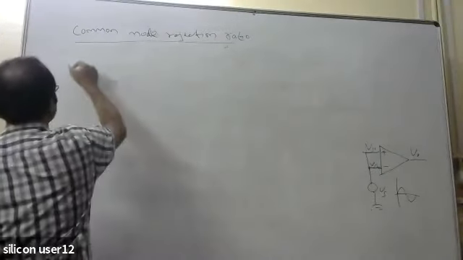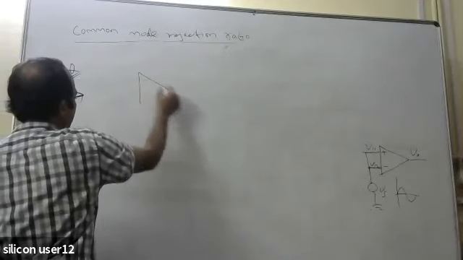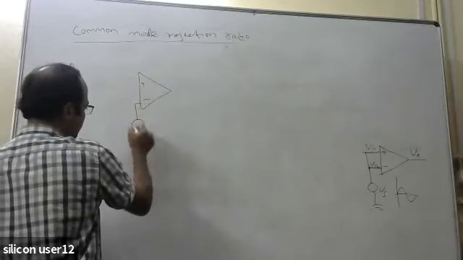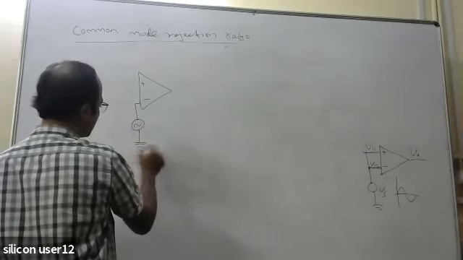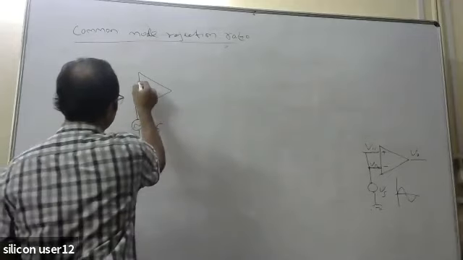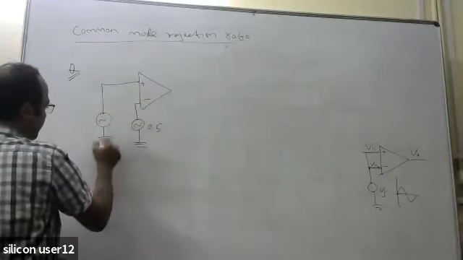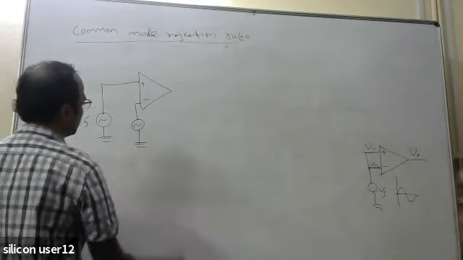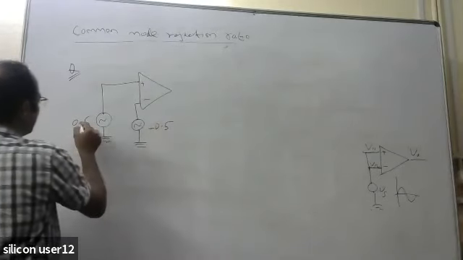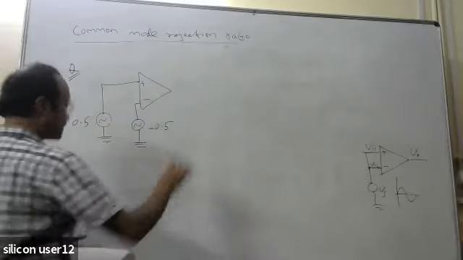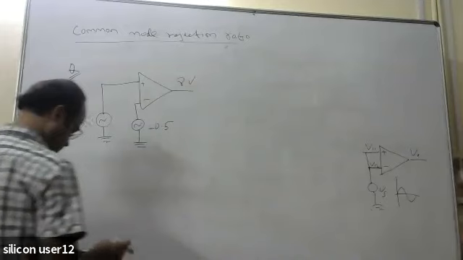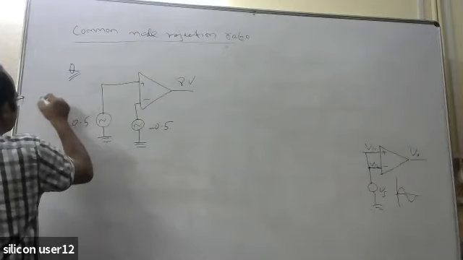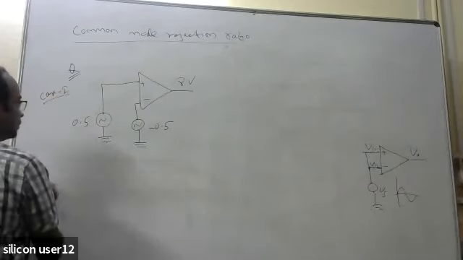Okay, so this is the question. Inputs of 0.5 volt and minus 0.5 volt are given, and in this scenario you are getting the output as 8 volt. So it is case 1, and then case 2.